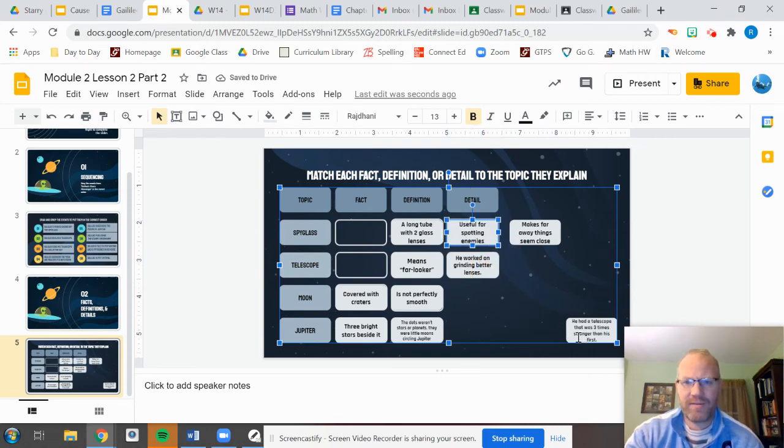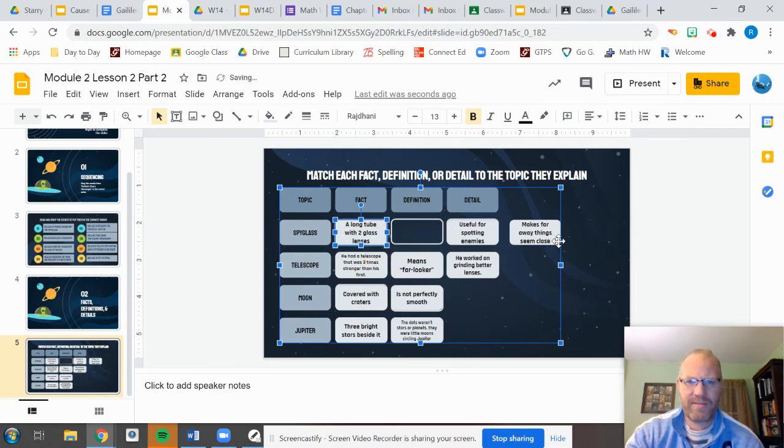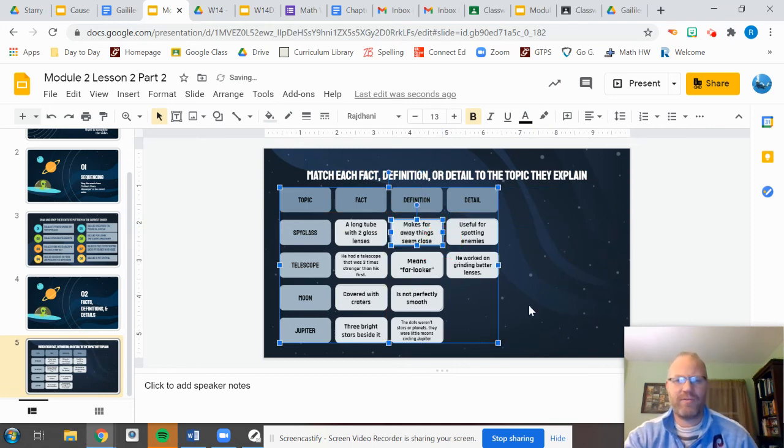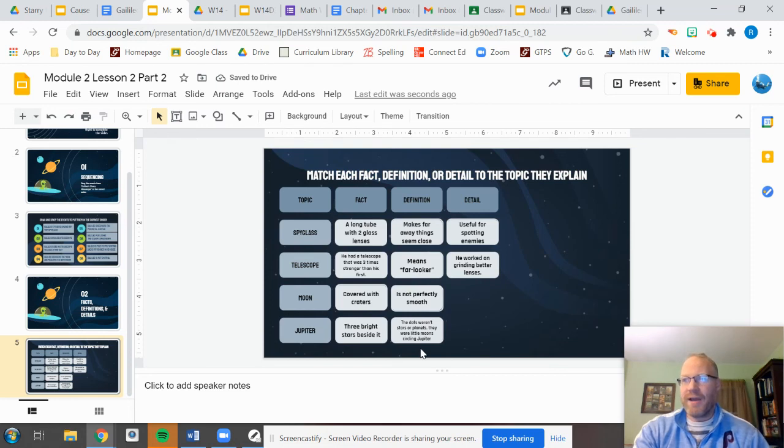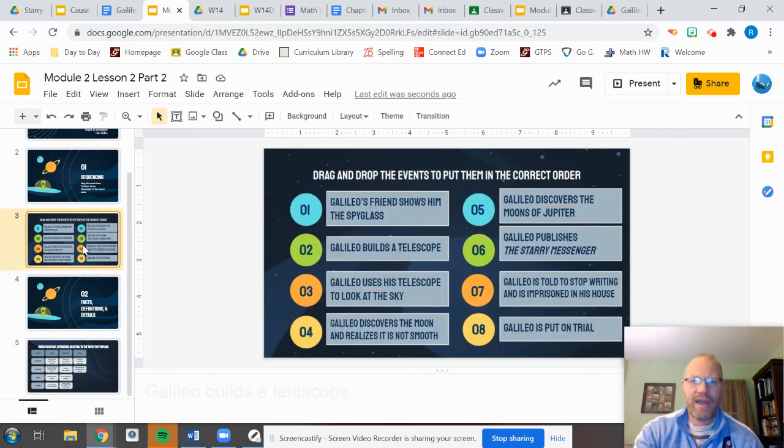And then he had a telescope that was 3 times stronger than his first. That is a fact. He made a telescope, and that's a fact. Makes faraway things seem close. So I want to say that a fact about the spyglass is that it has a long tube with 2 glass lenses, but the definition of it is that it makes far away things seem closer. So there we go. We got it all set. And that is what we were focused on today was to determine different facts, definitions, and details, and to talk about sequencing in the story.